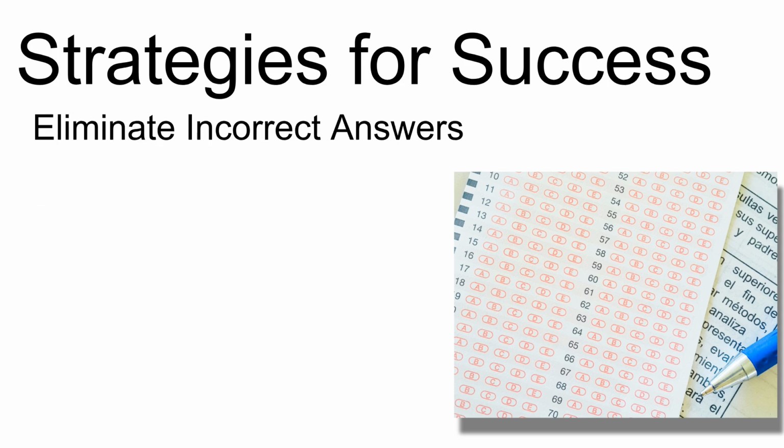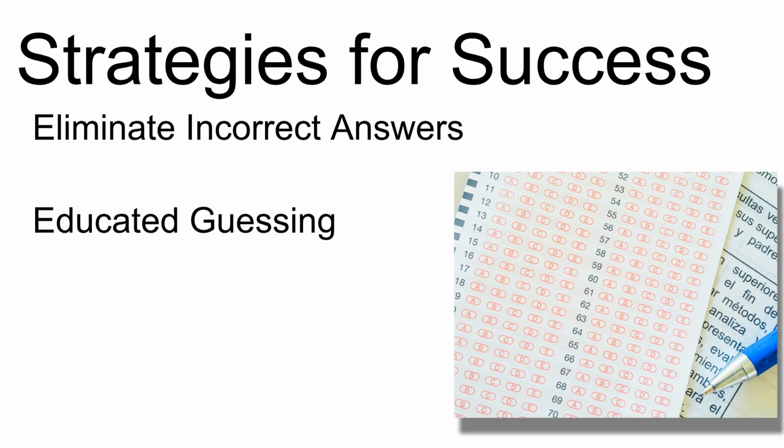Use the process of elimination to narrow down your choices. If you can eliminate even one or two answer choices, your chances of guessing correctly increase significantly. If you're unsure of the answer, make an educated guess rather than leaving it blank. There is no penalty for incorrect answers on the multiple choice section.